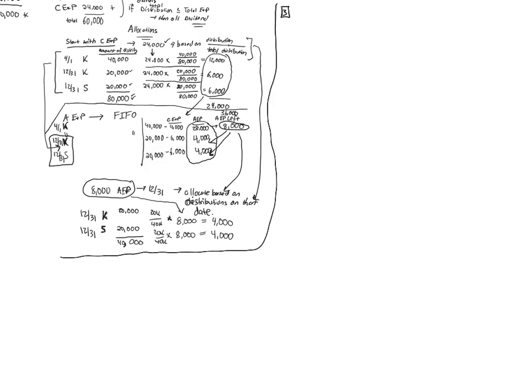So remember, the 3-part waterfall is: the first is dividend to the extent of earnings and profits; second is return of capital; and third is capital gain distribution.